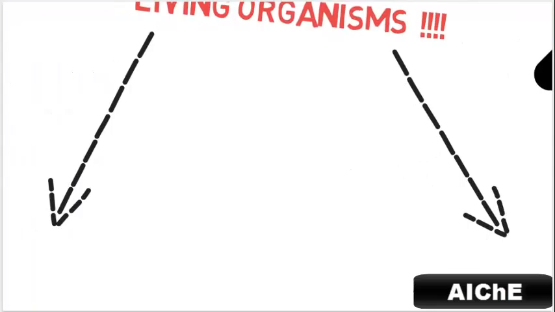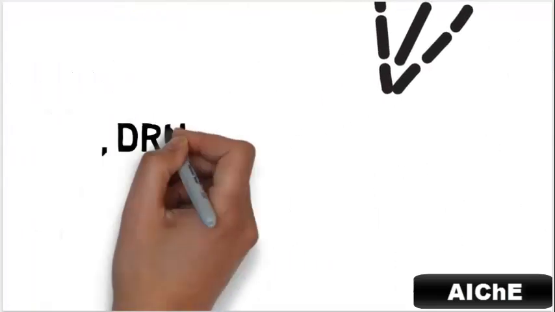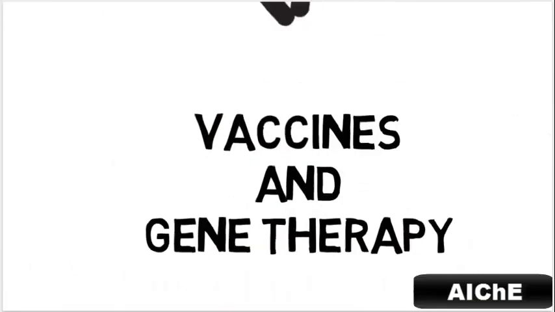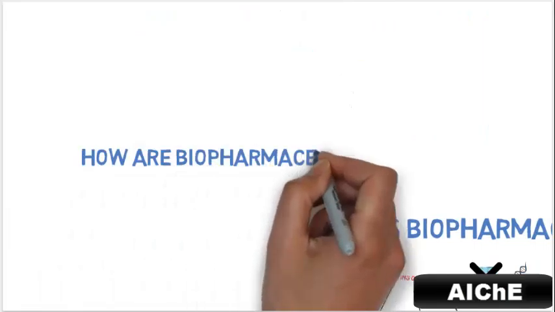They can also be classified into three classes: drugs extracted from living systems, produced by recombining DNA, vaccines, and gene therapy. How are biopharmaceuticals made?